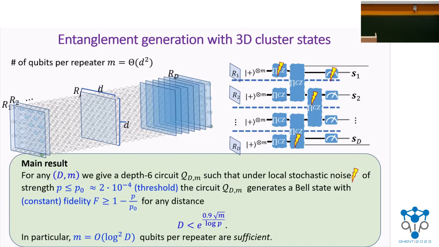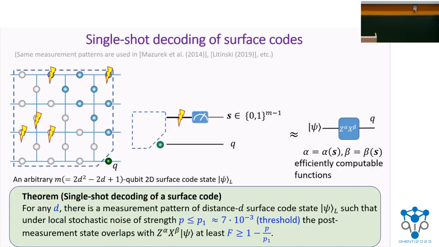So our work is essentially the work that Pesseguers did, but we analyzed the case where the entanglement distance is actually exponential in square root of m. We also proved that if the local stochastic noise has strength less than this threshold, this process is fault tolerant.